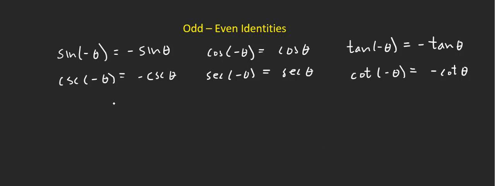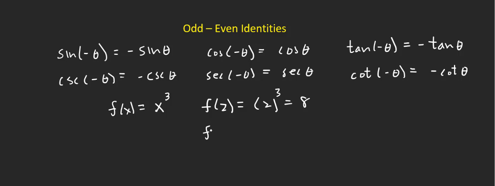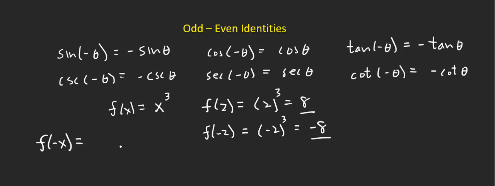What about odd functions? Now let's take a look at f of x equals x cubed. What is f of 2? f of 2 is 2 to the third, which is 8. What is f of negative 2? That's going to be quantity negative 2 to the third, which is negative 8. What happens to the y value? Well, they're opposites. So an odd function is when f of negative x turns out to be negative f of x. When this happens, we call that function odd.